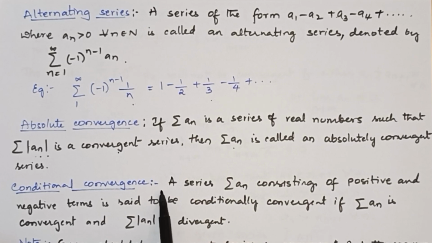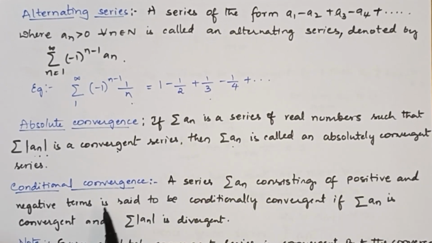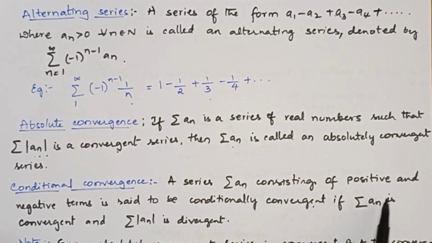Conditional convergence means a series consisting of positive and negative terms, that is an alternating series, is said to be conditionally convergent if the given series converges but summation of modulus of an diverges. In that case, we say that the given series converges conditionally. It is called conditional convergence.